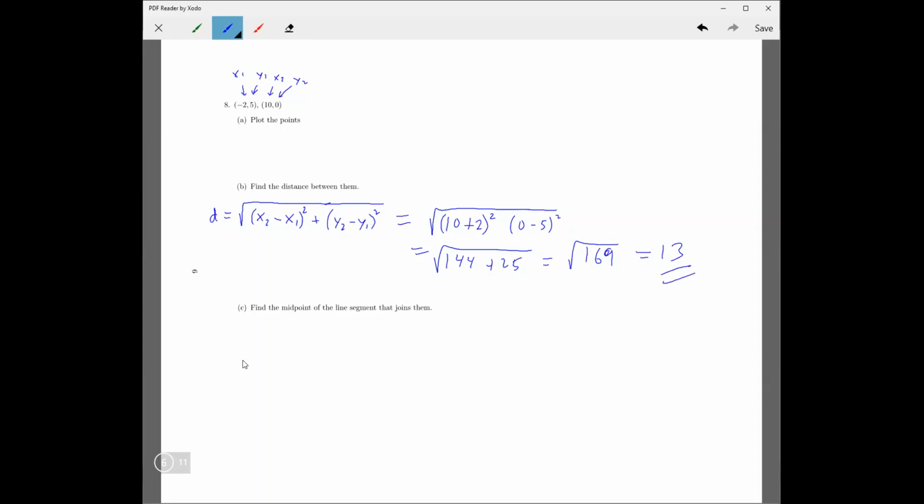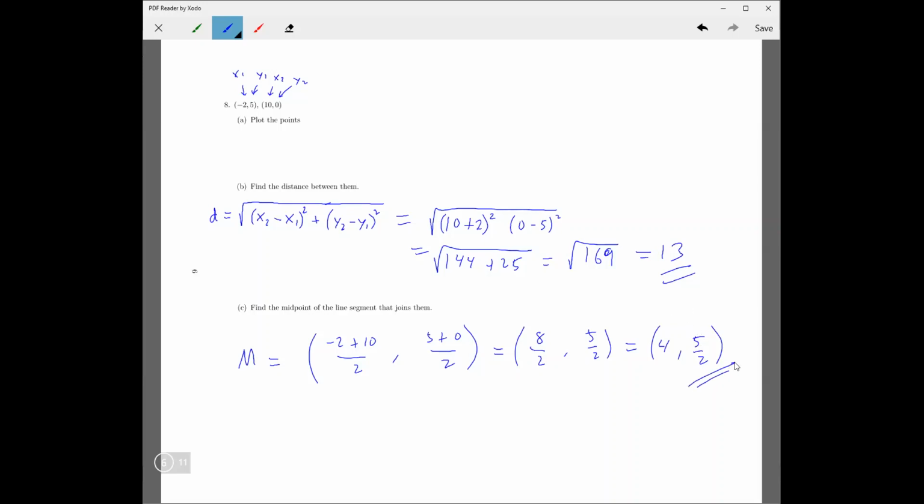Okay, midpoint. Remember, midpoint is going to be the average of the x components. That's -2 plus 10 all over 2, and then 5 plus 0 all over 2. So 10 minus 2, that's 8. And then this is 5 halves. But 8 halves is actually 4, so you probably want to put 4, or 5 halves. Okay, and that's the answer to that part.